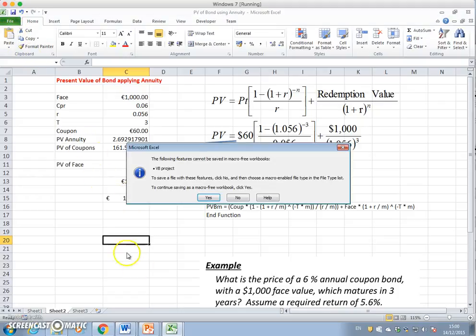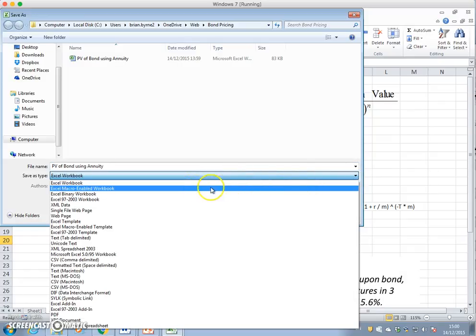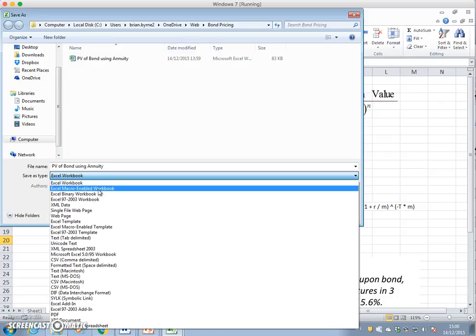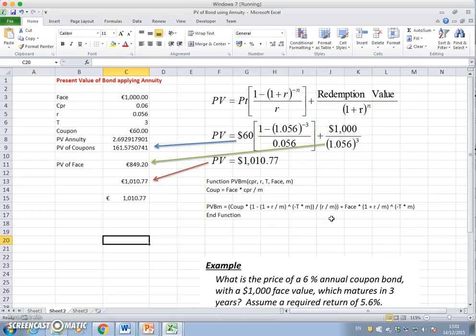Okay, so let's save that result. Now, when we're saving this, we have to make clear that the workbook is Excel macro enabled, so we change the file extension, and we accept only Excel macro enabled workbook. And that's important, otherwise if we leave that out, the code we've inputted is gone.